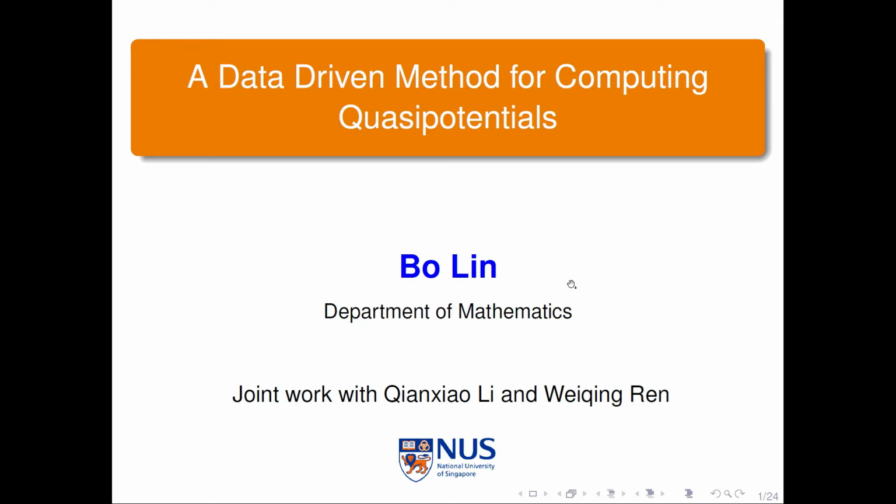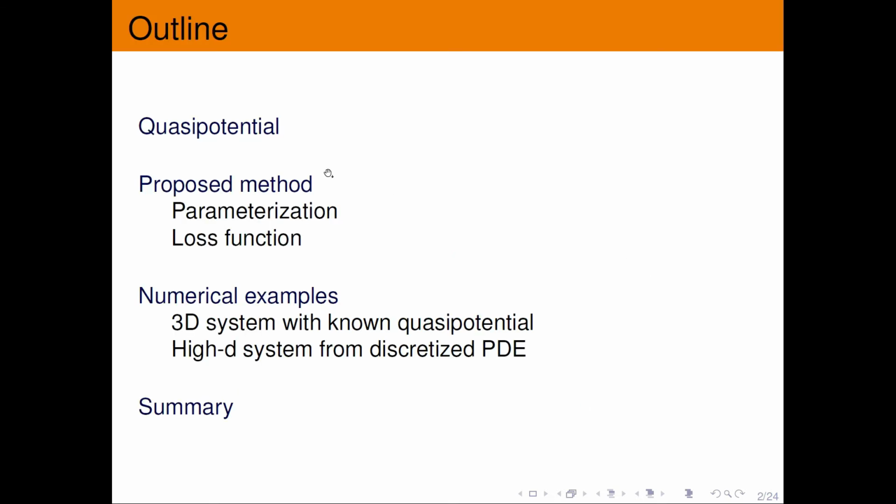Hi, my name is Bo Lin from the Department of Mathematics in National University of Singapore. This video is an introduction to our paper, a data-driven method for computing quasipotentials. This is a joint work with Dr. Qianxiao Li and my PhD supervisor, Professor Weiqing. This video consists of 4 parts: introduction to the quasipotential, the proposed method, 2 numerical examples, and the summary.